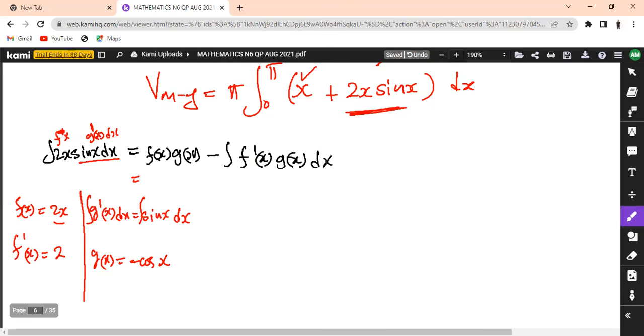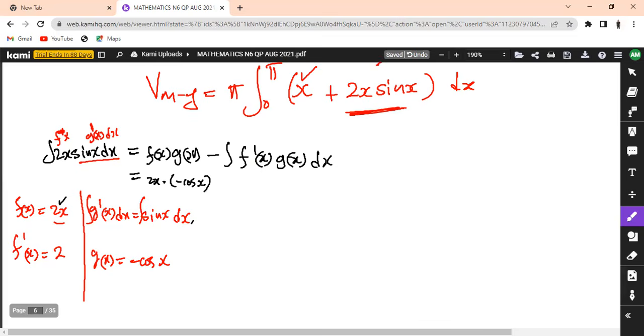So let's just make our substitution part on this. Let me try to remove this part here. So here we are going to substitute our values. F of x, we said our f of x is 2x, so it's going to be 2x times g(x), which is negative cos x.